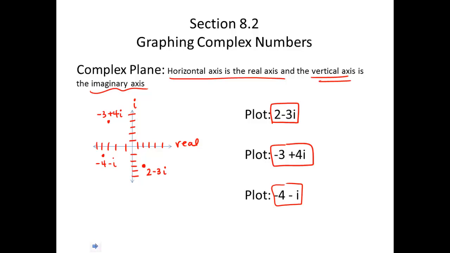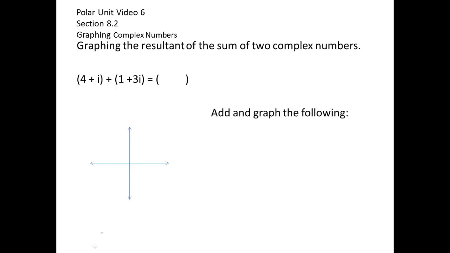Alright, let's go ahead and try something else. Here we're going to be graphing the resultant of the sum, meaning we're going to be adding two complex numbers together. And we're going to look at it two ways. I can just add two complex numbers and then plot the answer. So here I would do 4 plus 1 is 5. And then I'd have 1i plus 3i to be 4i. So I could just go ahead and plot 5 plus 4i. 1, 2, 3, 4, 5. 1, 2, 3, 4. So 5 plus 4i would give me an answer here.